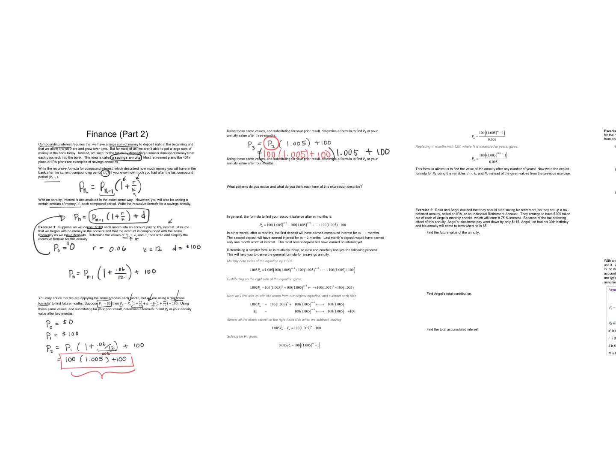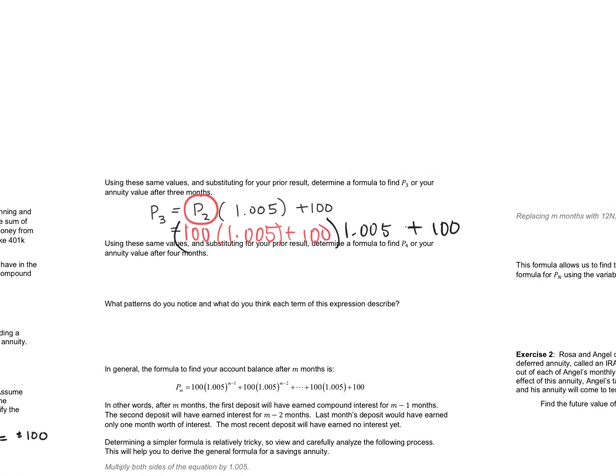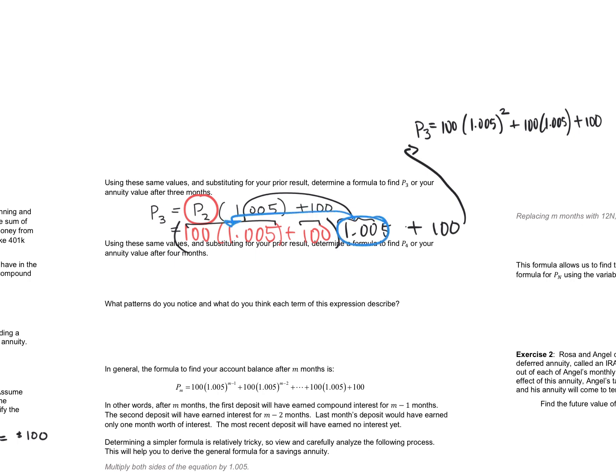And so we can actually simplify that a little bit. Because that 1.005 is on the outside there, if I multiply it times this chunk and then this chunk, just distributive property, it looks like, I'm going to write it up here, P3 could be rewritten as 100 times 1.005 squared, and then 100 times 1.005, and then we still have plus the 100. So again, that's taking that amount, writing it with that product, and then also with that 100, distributing that.